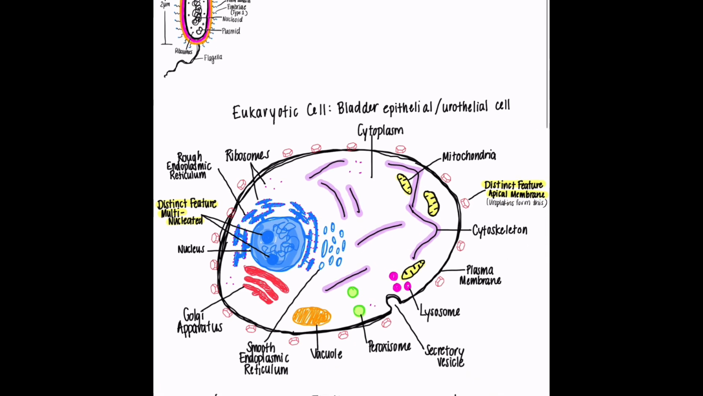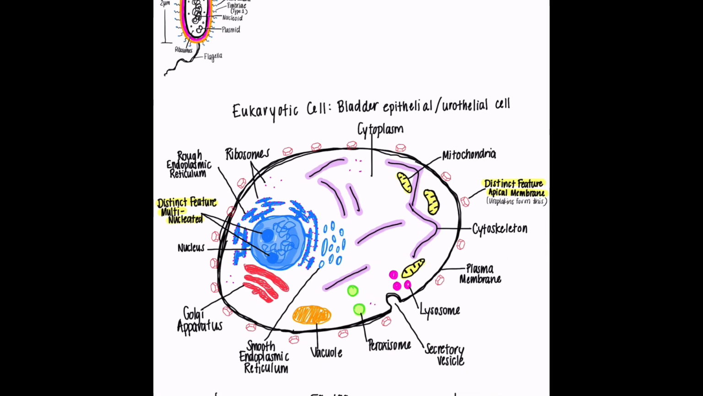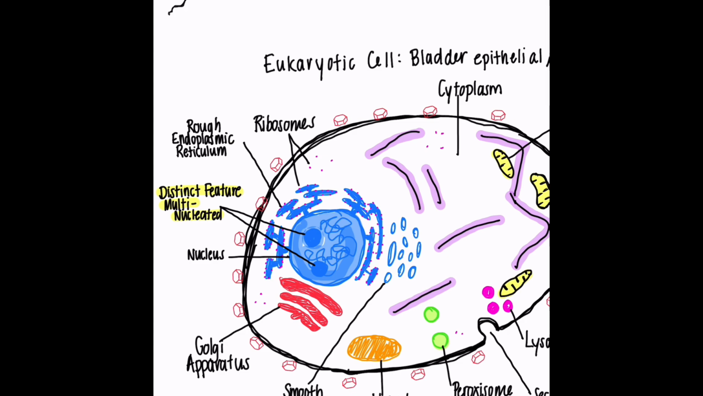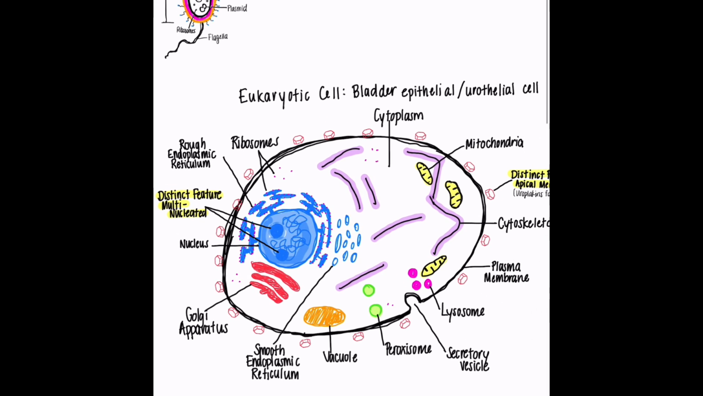Now, the eukaryotic cell has all of the same organelles as a normal eukaryotic cell. However, there are a couple differences as highlighted. First being the distinct feature of the multinucleated cell. So it has 2. This is for umbrella cells because it enhances their ability to maintain and repair the protective barrier of the bladder, especially under the mechanical stress of the bladder filling and emptying.